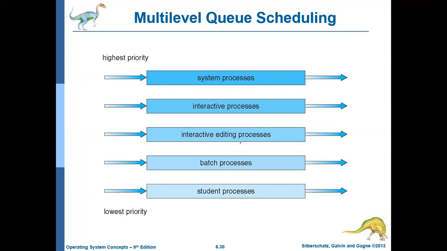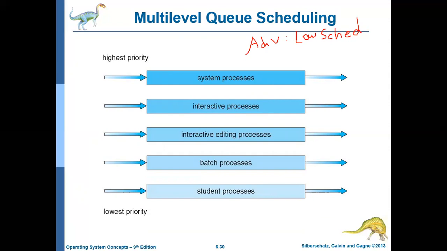How much percentage of time the higher priority queues should use, and how much percentage of time the lower priority queues should use. Okay, so this is how the multi-level queue scheduling algorithm works. The advantage of this algorithm is it has low scheduling overhead. It means there is low scheduling overhead for the operating system.